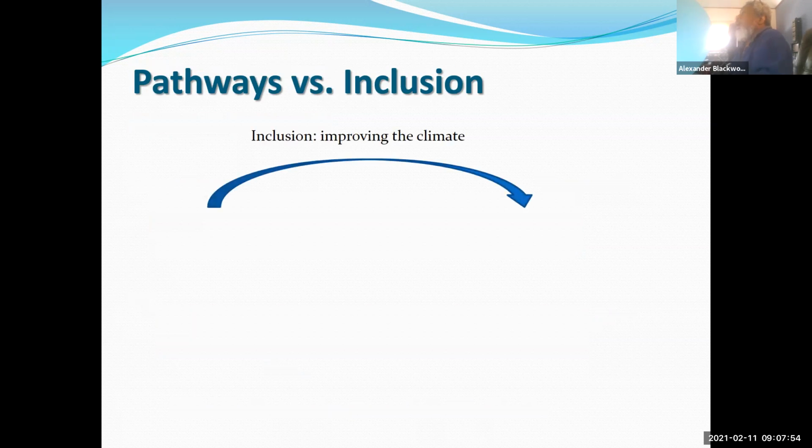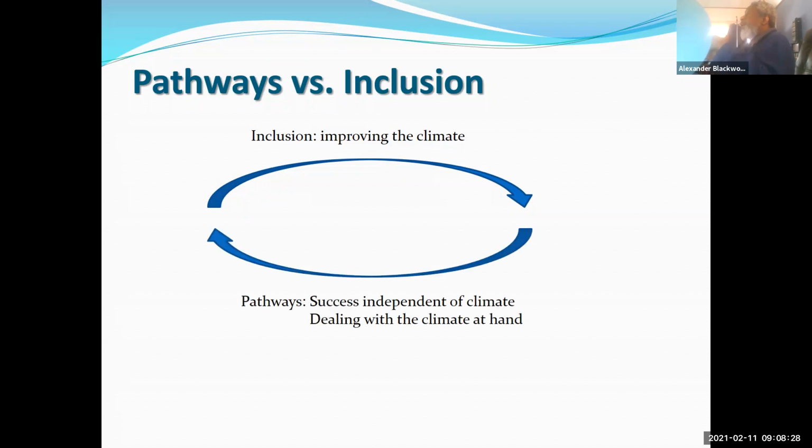Okay, so now a lot of people realize that there's pathways and there's inclusion. And everybody thinks they're the same. And if you do pathways work, then you can do inclusion work. And you can't. Inclusion improves the climate. What's the general climate like around? Is it diverse? Is it open? Is it inviting?